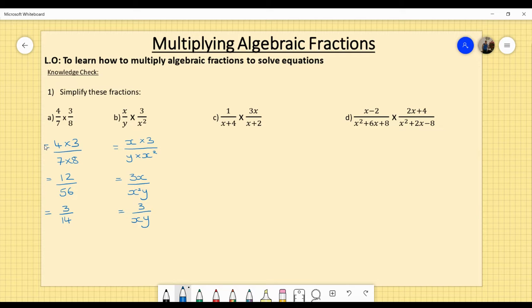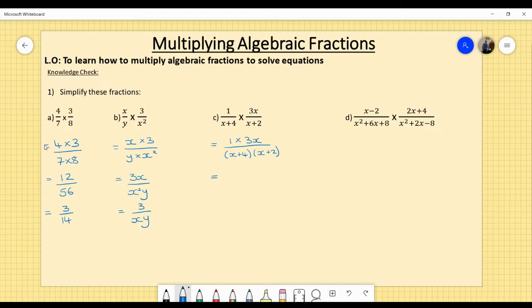Okay. If we have a look at the third one then. So again, we're going to multiply our two numerators together. And we're going to multiply our two denominators together. Remember, I write this using brackets. And because I want it in its simplified format, I don't want to expand the brackets. I want to leave them nice and tidy as possible.